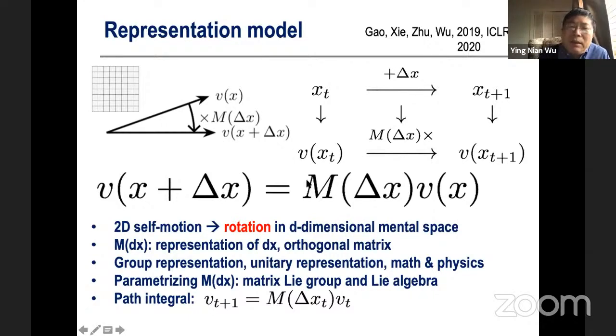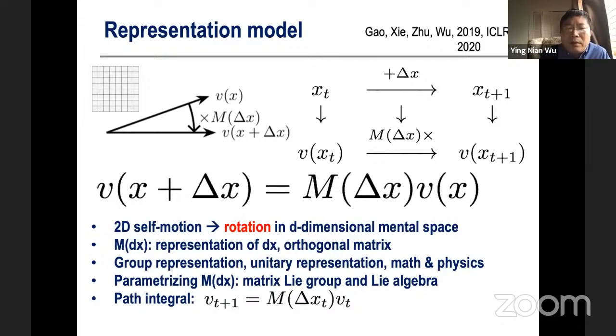Okay, so if v is d-dimensional, then M is a d by d matrix. And then if we add delta x to xt, then correspondingly, as if we mirror this calculation in the mental space, we multiply this M of delta x to this v of x, and we get the vector representation for the next position. Okay, so the key idea for our model is this representation. So this is the representation model that I was talking about.